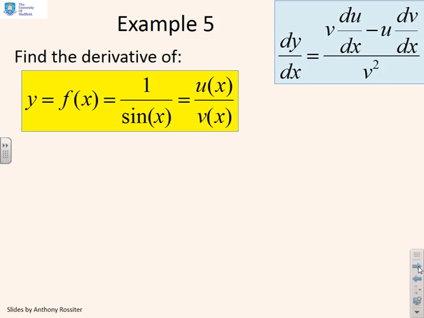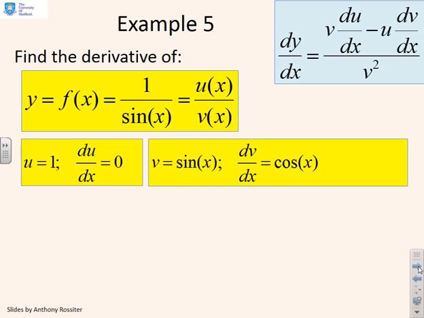What about trigonometric functions then? Find the derivative of 1 over sine x. So again, we'll define u and v, and just progress in a methodical fashion. u equals 1, du/dx equals 0. v equals sine x, so dv/dx equals cos x. And again, I just plug these into the formula.